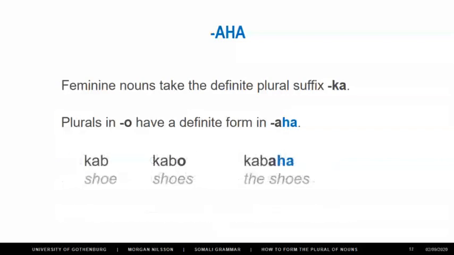So every feminine noun that has a plural in o will have a definite form in aha, like cup, which is feminine, and we can see that from the definite singular that I forgot to write here, but kapta is the definite singular. Therefore, we have the plural kabo and the definite kabaha.